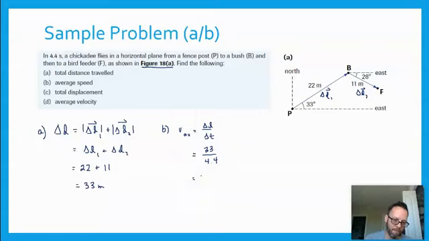So let's quickly do that. And we get exactly 7.5 meters per second. And those are just scalars, no direction needed, distance, speed. So pretty straightforward. Nothing really crazy there. But let's now work on the total displacement.